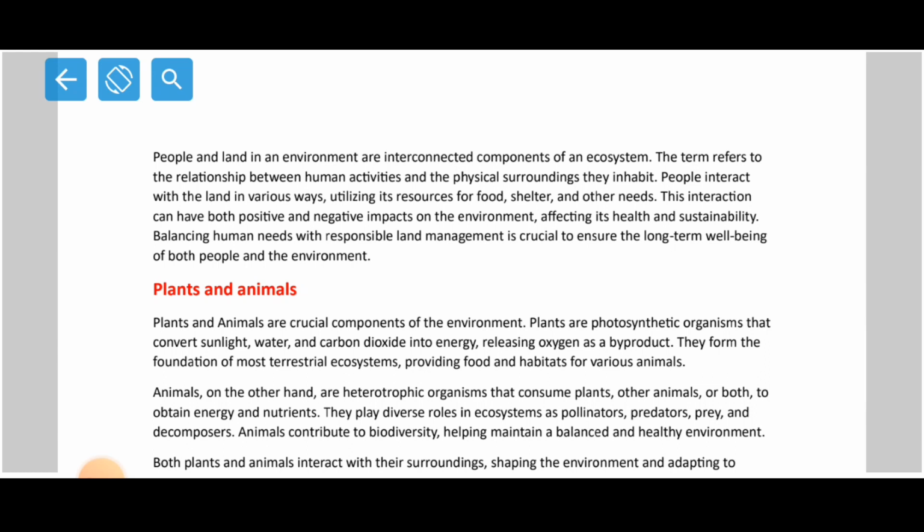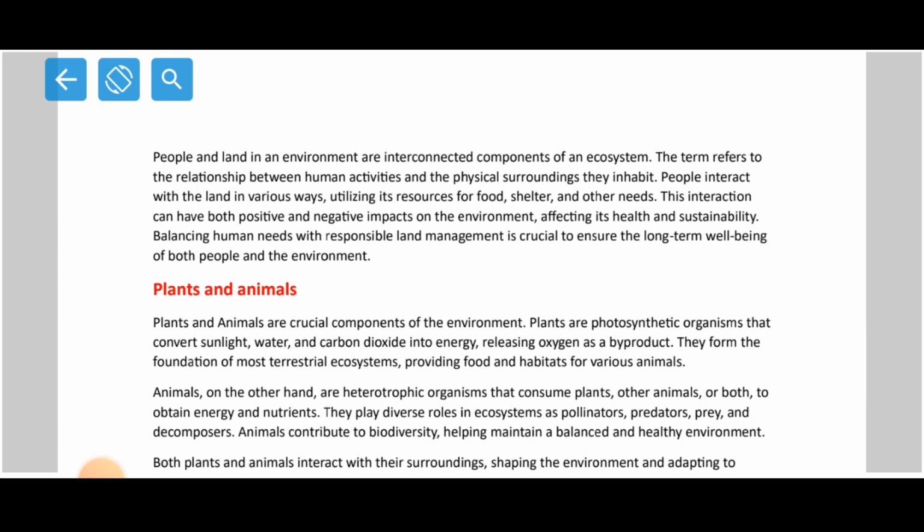So people interact with the land in various ways. So how do we interact? We interact in different ways, like we utilize the resources available, right? The food, then we take the shelter, and we also fulfill our other needs which we can fulfill with the help of the environment. So this interaction can have both positive as well as negative impact on the environment. So if we are able to develop our attitude according to the benefit of the environment, it will be beneficial for us as well in the long run.